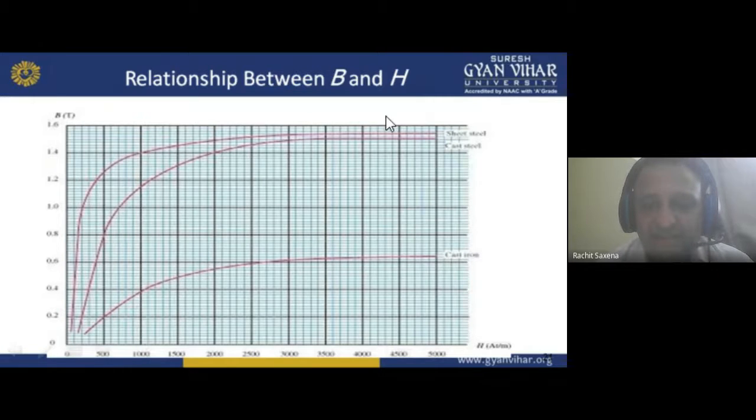Starting from cast steel, now let's talk about sheet steel. Sheet steel starting from here, the flux density increases 1.0, 1.2, 1.4, and it does not reach 1.6; it is nearby 1.5 we can say. So sheet steel has more compared to cast steel in the BH relation. So it is very much suitable to make our magnetic core. If I want to make a magnetic core, we use sheet steel. If it is not possible, then we use cast steel.